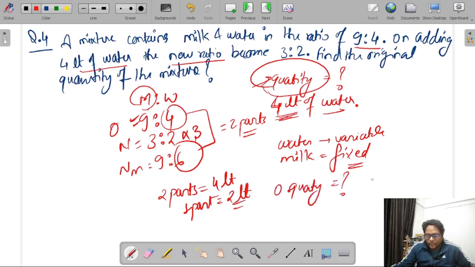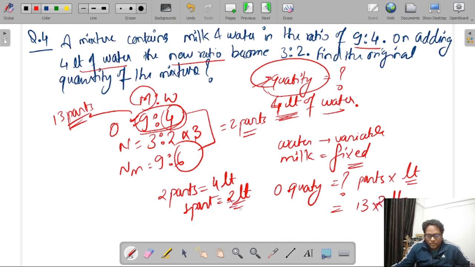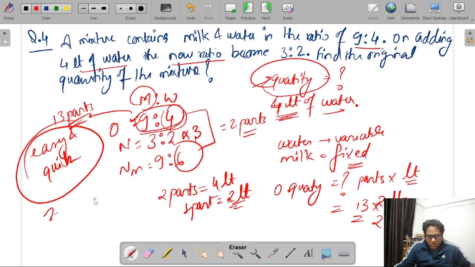So how will we get it? Simple, we will get parts into liters. Originally there are 9 and 4. 9:4 means how many parts are there? There are 13 parts, and 13 into 2 liters, because 1 part is 2 liters, so 13 parts is equal to 26 liters. This is our answer. See, this is so easy and quick to solve.